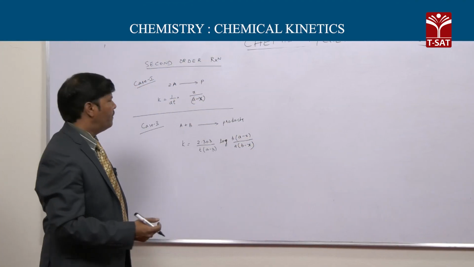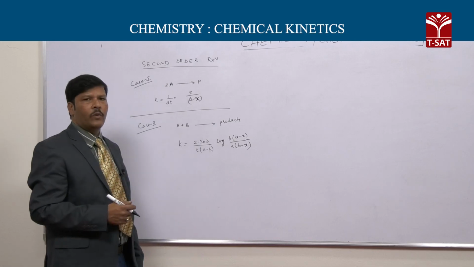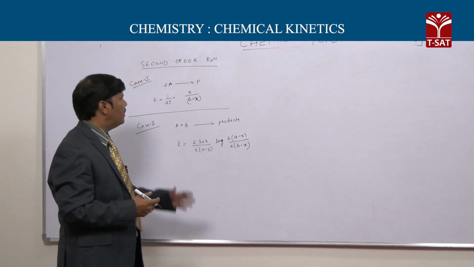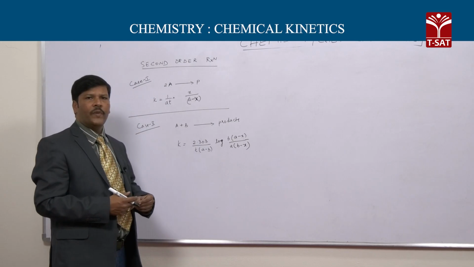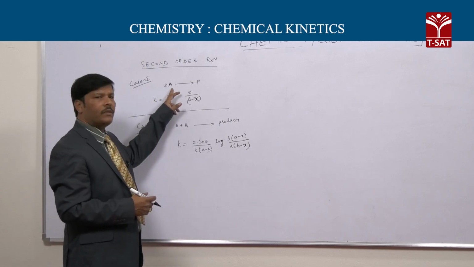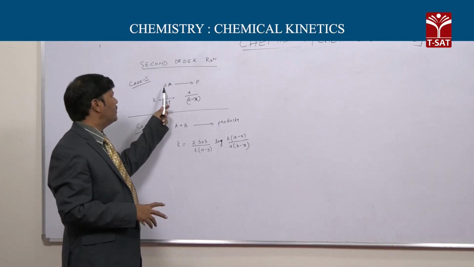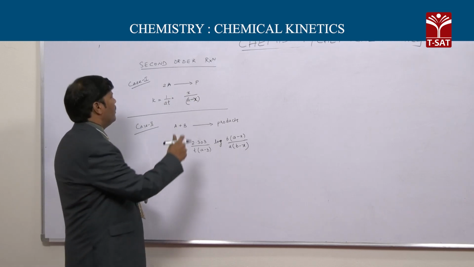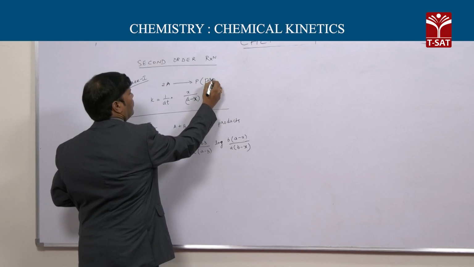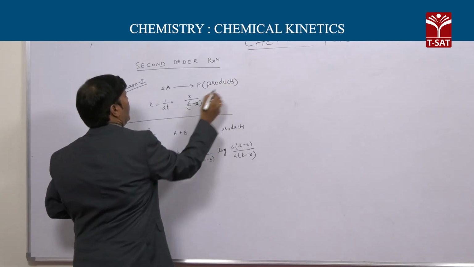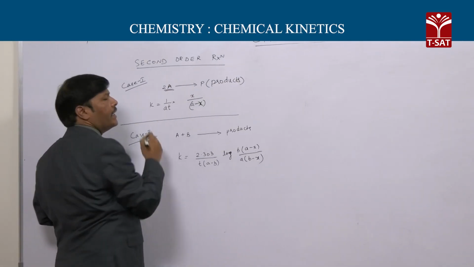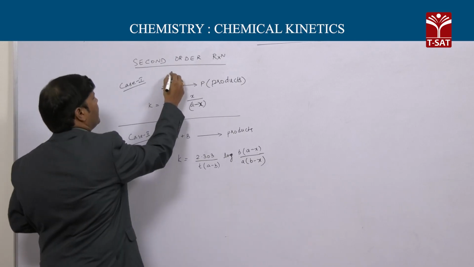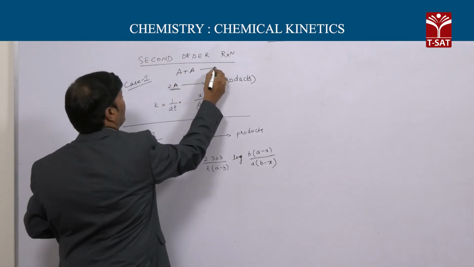So, my dear students, in chemical kinetics, if you go for second order reaction, in second order reaction there are two cases. One is if both the reactants are same, that is A plus A gives rise to products, P for products here. If two reactants are same, the same thing you can write as 2A, means you can just write this as A plus A gives rise to products.